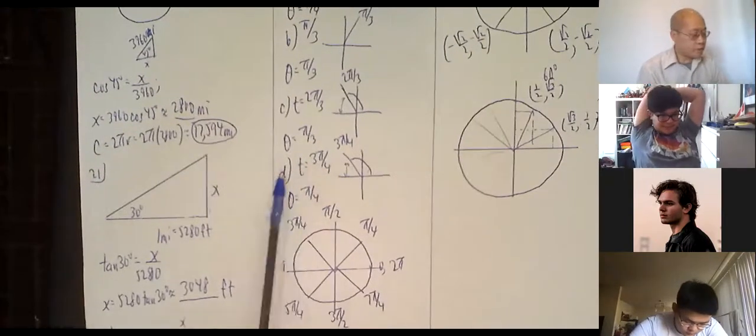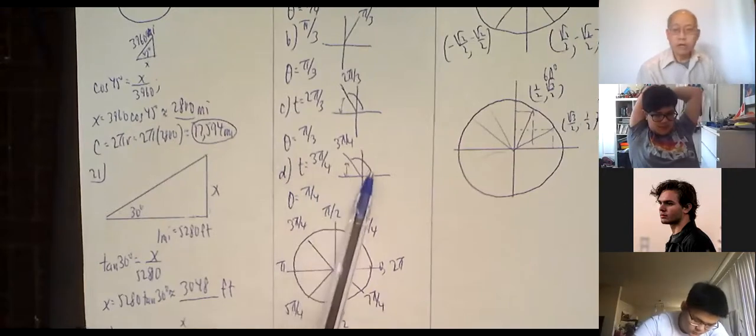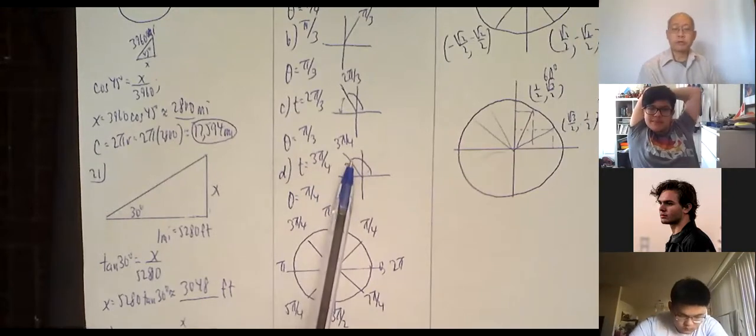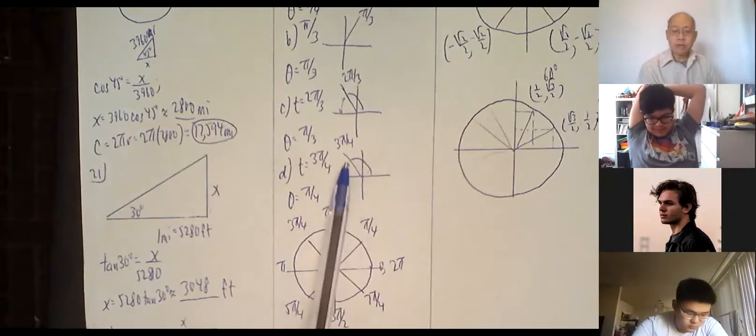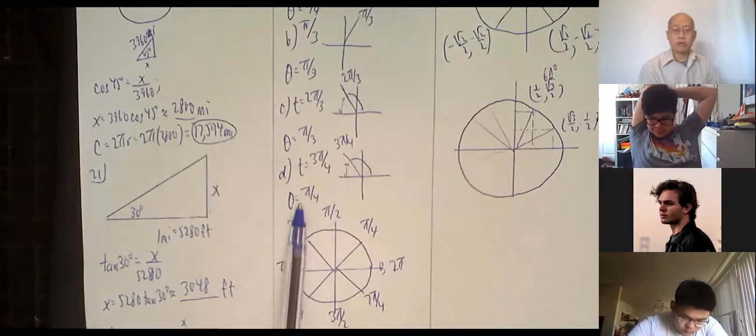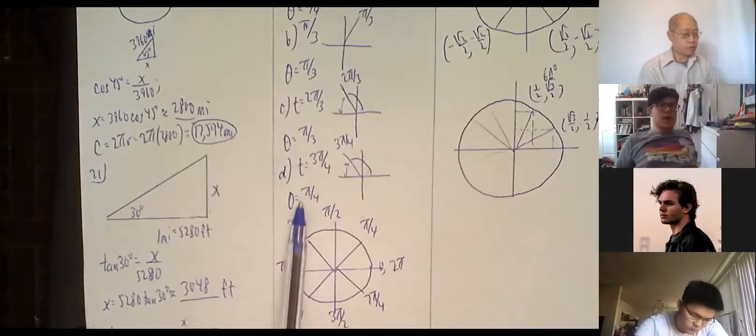Okay, and then for part D, 3 pi over 4. 3 pi over 4 is also in quadrant 2. That happens to be 135 degrees. So I want this angle, which is 45 degrees, or pi over 4. So theta is pi over 4.